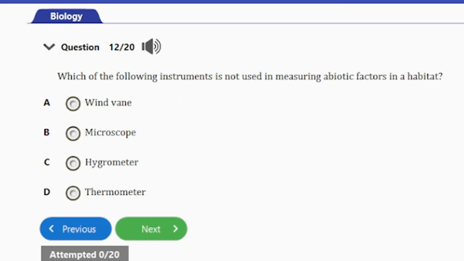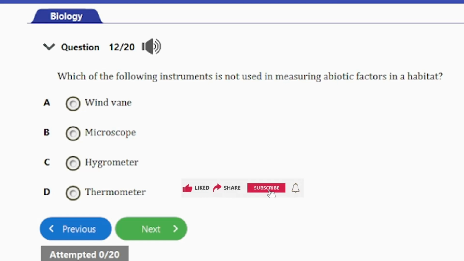Question number 12 here. It says, which of the following instruments is not used in measuring abiotic factors in a habitat? A, wind vane. B, microscope. C, hygrometer. D, thermometer. The answer to this question is option B, the microscope.